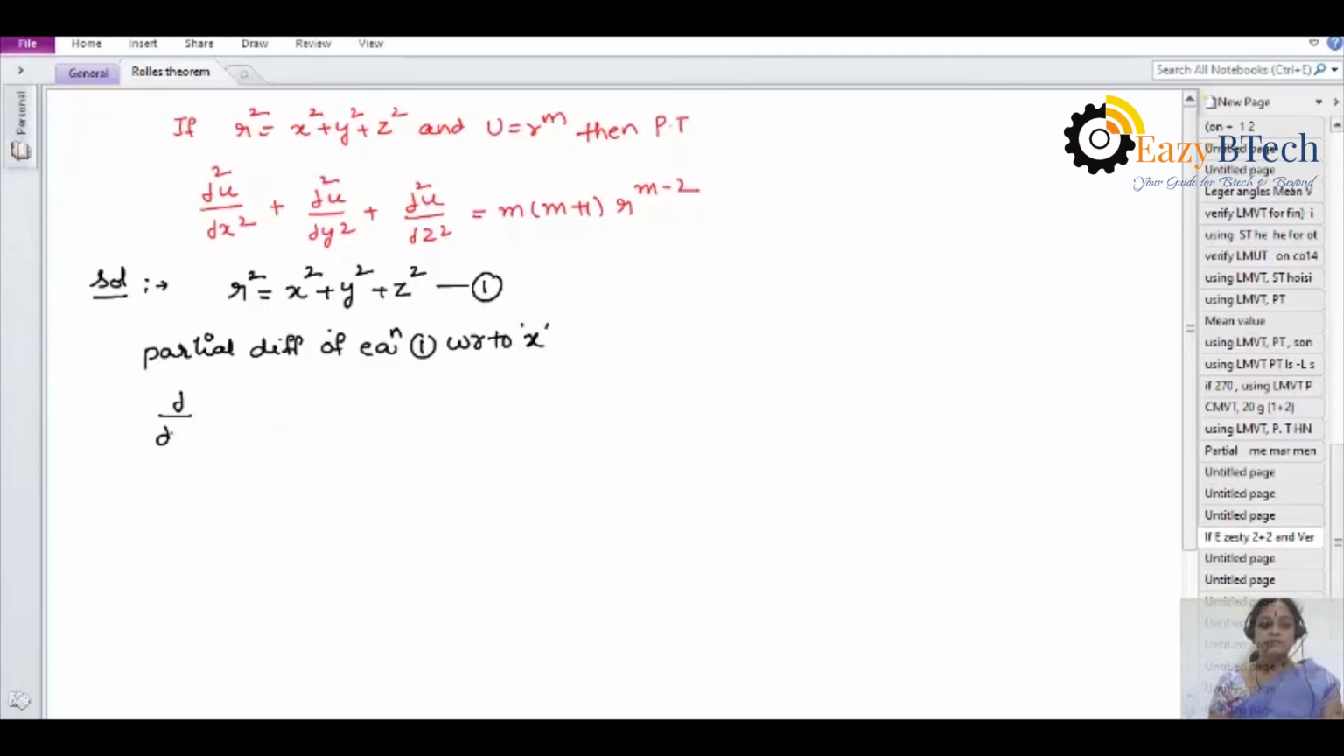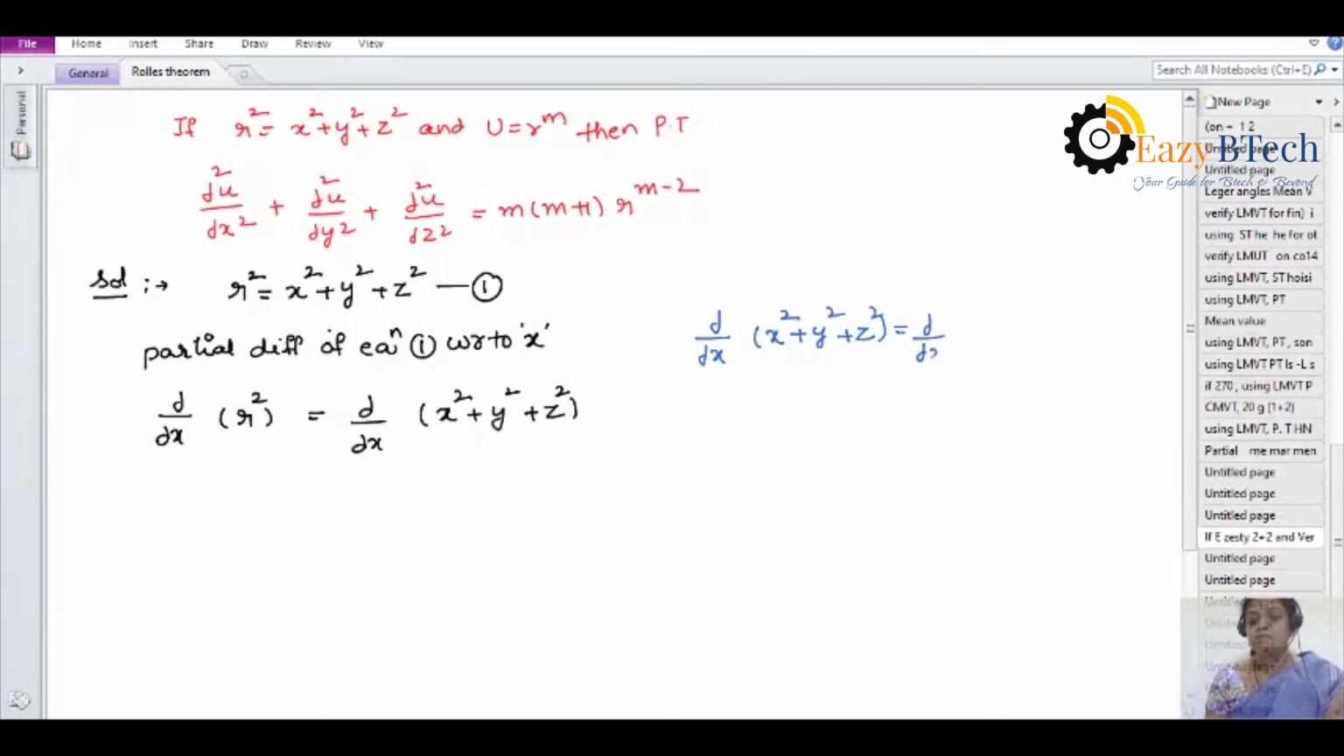Dou by dou x of r square is equal to dou by dou x of the RHS term, x square plus y square plus z square. So first, an explanation about the RHS term. What is the RHS term here? Dou by dou x of x square plus y square plus z square. Apply dou by dou x to the individual terms: dou by dou x of x square, dou by dou x of y square, dou by dou x of z square.